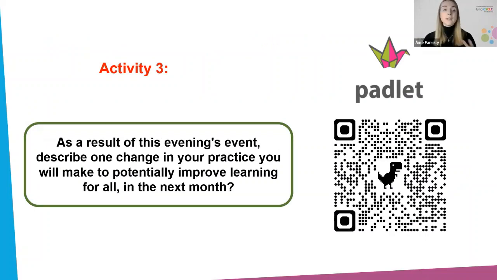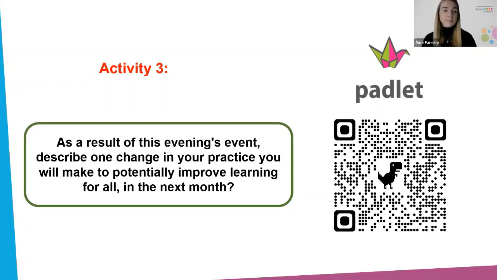So we're thinking about the contributions that we've had from Aoife and Molly and Emma, and the video that we just saw, and all of the grounding in terms of the framework, in terms of the curricular options, in terms of looking at our schools' documents. We're thinking about all of these things that we have considered so far this evening, and we're going to set ourselves a SMART goal. So as a result of this evening's event, describe one change in your practice that you will make to potentially improve learning for all.